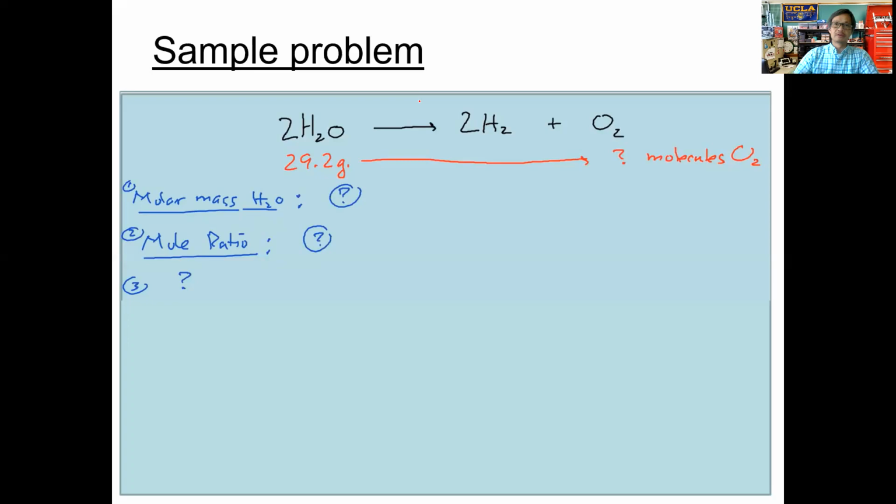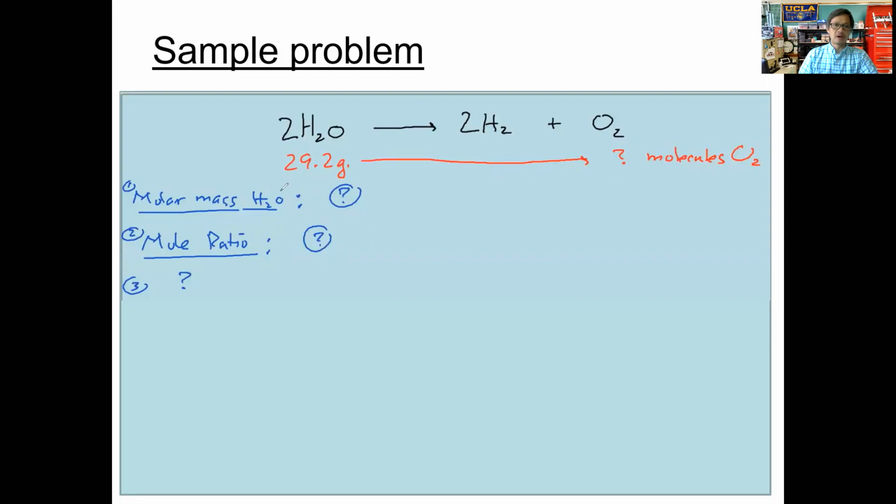Let's take a look at what we have. Okay, so first of all, the molar mass of water should be simple. The first one is the molar mass of water, just 2 hydrogens, 1 oxygen. Then the molar mass of water is going to be 18 grams per mole. Okay, so that's what we're going to use first.